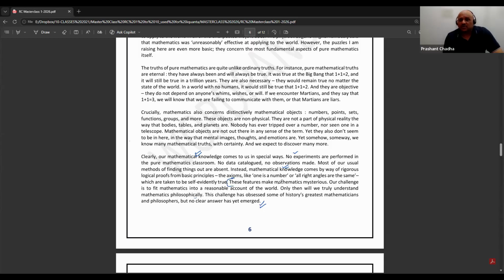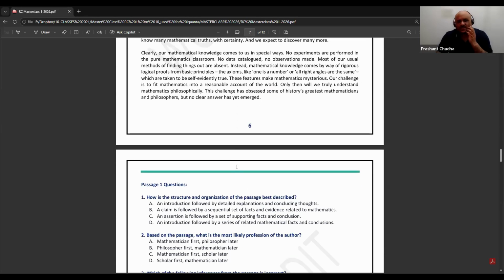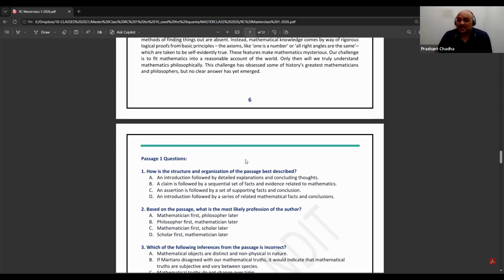So what we want to do is fit mathematics into a reasonable account of the world. It should fit the world. We've tried this, but we've not been able to achieve it. There is no clear answer which has been achieved before this, right? So this is what he says in the last paragraph. This brings us to an end of this passage. Fascinating to read, and pretty interesting content, right? All of you would agree with me that this was an interesting passage to read in terms of pure content. And also you would agree that you might not have thought of mathematics in this way previously, that this is also a problem that exists with mathematics, right?